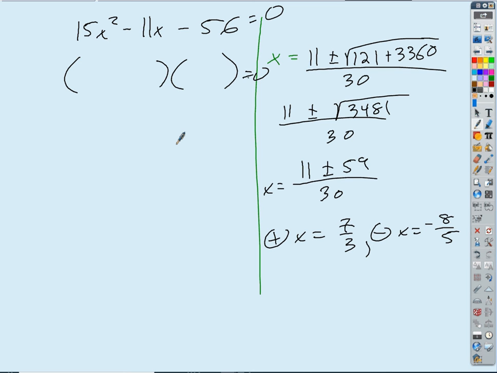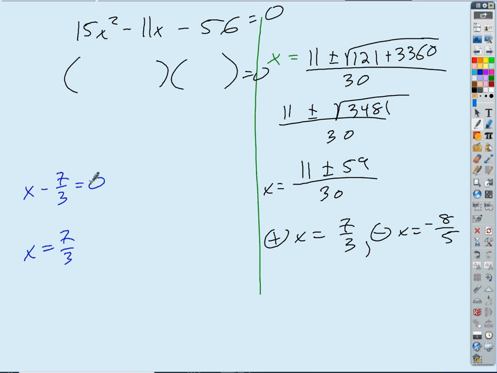We're just kind of reverse engineering this, aren't we? We're working backwards until we get to the factors. We know what the solutions are. They're 7/3 and negative 8/5. So how do I take that and reverse engineer it up to this point? If I'm starting with x equals 7/3, what can I do? x minus 7/3 equals 0.